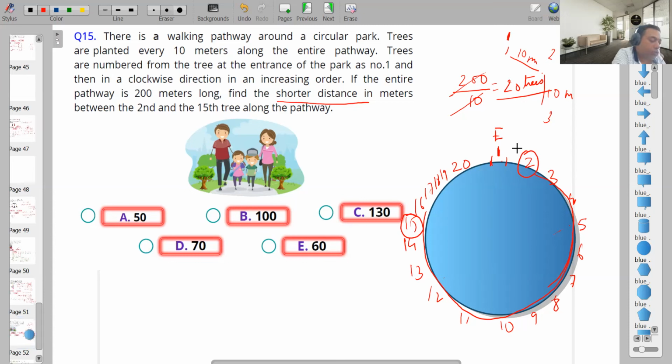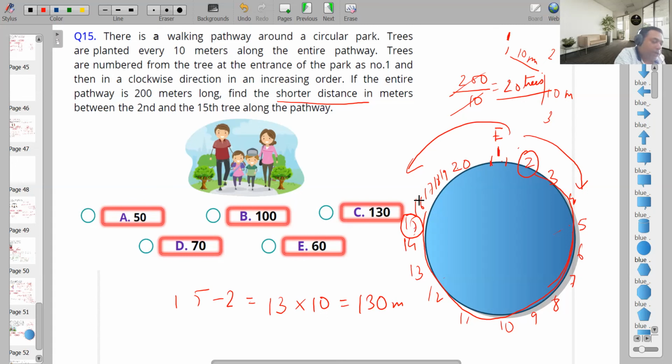Okay, so there are two ways to go. Either one can go this way, which is anti-clockwise, or one can go clockwise. So clockwise distance will be 15 minus 2, which is 13. Okay, so 15 minus 2 is 13, and 13 times 10 will be 130 meters. This is one distance. And the other distance, if you look at it, is 20 minus 15, which is 5.